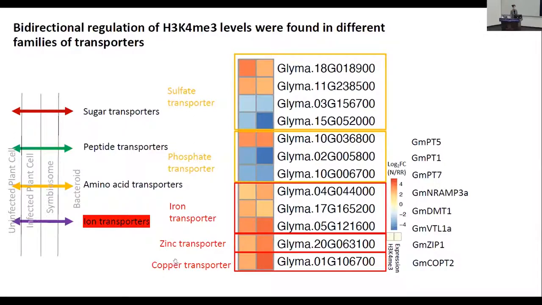Since previous studies have investigated several iron transporters in soybean nodules, I have listed the genes that have been studied by previous researchers, and our expression data match the data that were published previously. So from here, the bidirectional regulation of H3K4 trimethylation was found in different families of transporters.